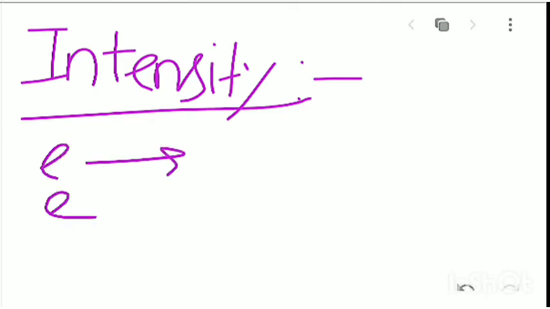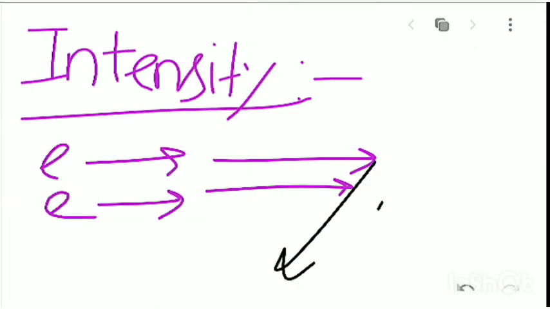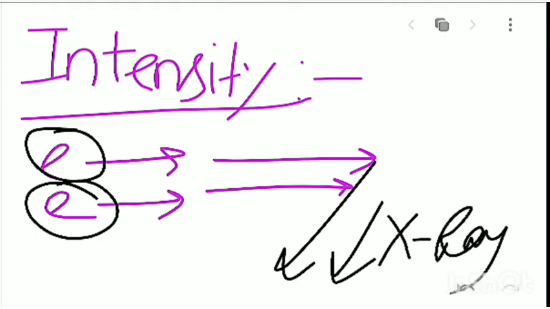What do you mean by intensity? Intensity means the amount, the quantity of X-rays generated. Now this intensity of the X-rays depends on the number of electrons coming out of the filament. The more electrons come out and hit the target, the more X-rays are produced. So if I can increase the number of electrons going there, then the amount of X-rays produced, that is the intensity, can be increased.